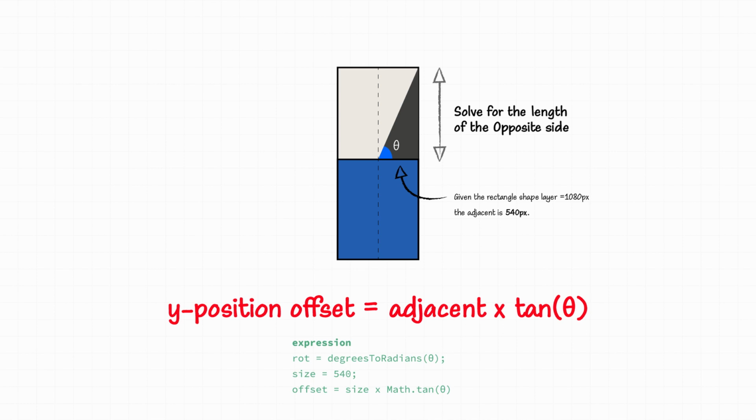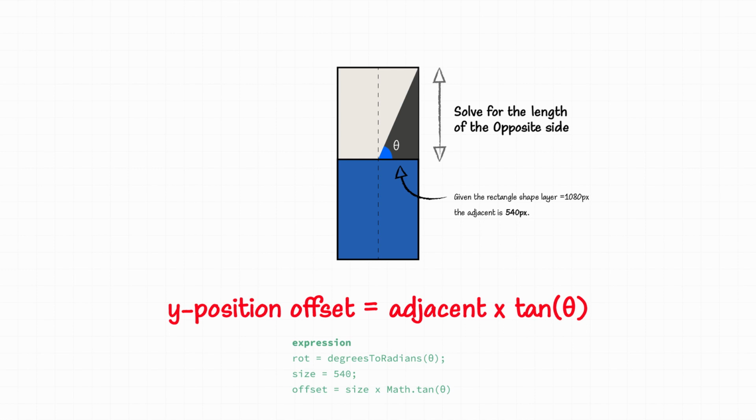So we know the angle of rotation because we have it in the slider, and we know the size of the width of our parent layer, which is 1080, right? So we need to find that offset. We need to actually find the triangle that's on the right hand side, and this will give us the value of the opposite side, which is the length of the triangle, right?